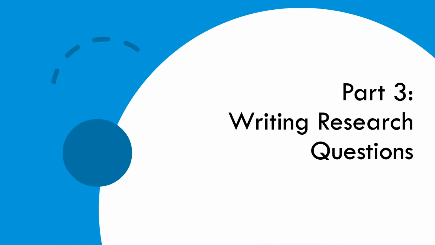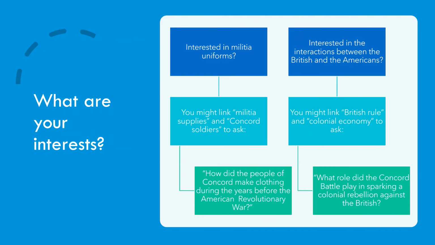Part 3, writing research questions. Now that you have a better idea of the topic and associated subtopics, try putting a research question into words by selecting and trying to link two subtopics. For example, if you are interested in militia uniforms, you might take militia supplies and conquered soldiers to pose the question, how did the people of Concord make clothing during the years leading up to the American Revolutionary War?